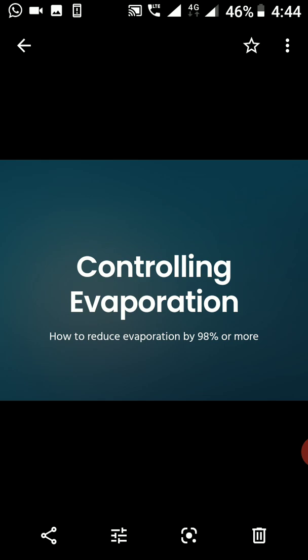So the first one is physical covers. In this, there are 3 types of cover methods that can be used. First one is floating covers, second is modular covers, third one is shade structures. Floating covers. What is this for floating covers?